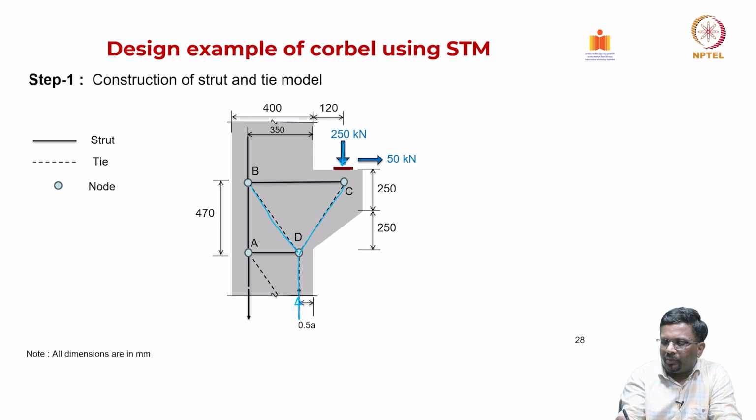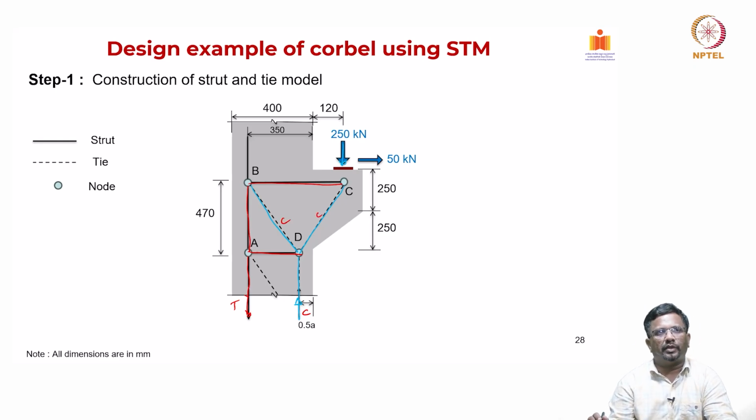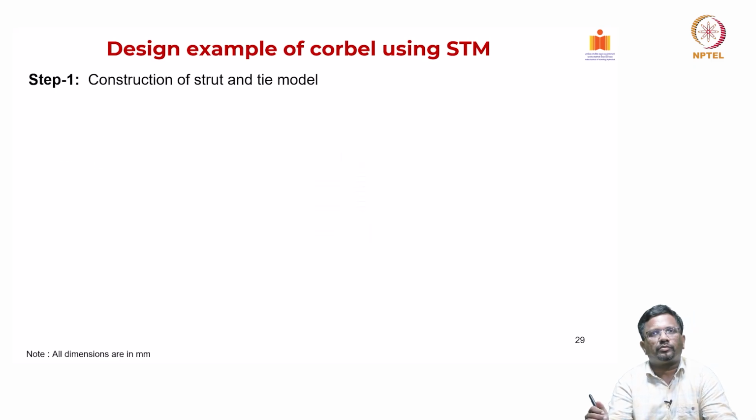Now, I need to balance this. I need to have a tie connecting here, and this is what it says. This is going to be tension, this is going to be compression, and these are all compression elements, and the red colors are all tension elements. This way we can form it. So, the loads are assumed to be acting on these locations.